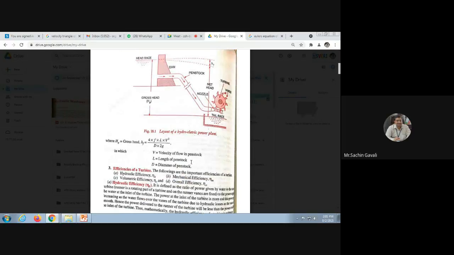This friction head we can calculate by using the Darcy-Weisbach equation. What is the Darcy-Weisbach equation? 4fLV squared divided by 2gD. So we have to calculate the friction coefficient. We should know the pipe length of the pipeline, which can be calculated or measured. Then velocity we can calculate as discharge divided by the cross-sectional area of the pipe. So as usual. Then efficiencies are also important.